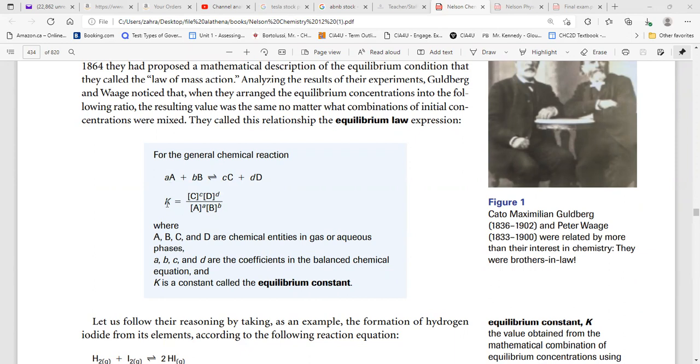So the equilibrium law is saying the concentration of your products to the power of their coefficients, divided by the concentration of the reactants to the power of their coefficients. Concentration of C to the power of c, concentration of D to the power of d on the top, concentration of A to the power of a, and concentration of B to the power of b in the denominator.